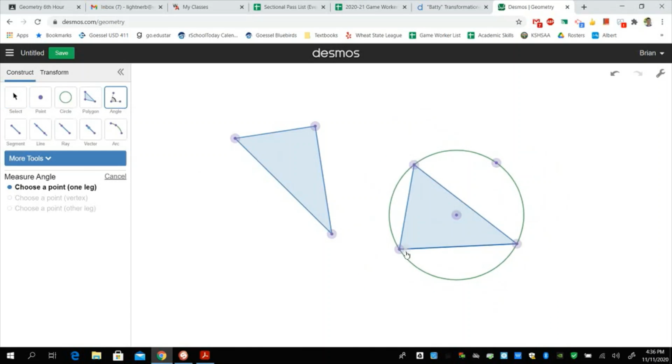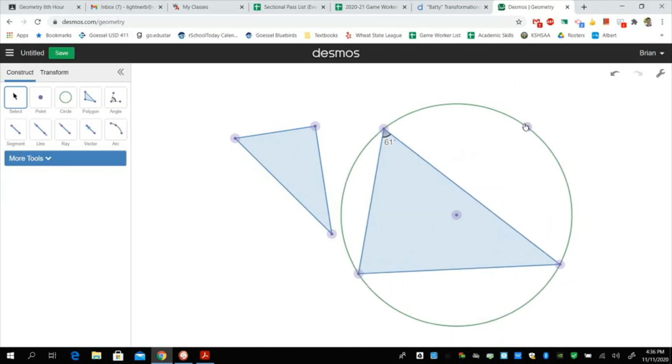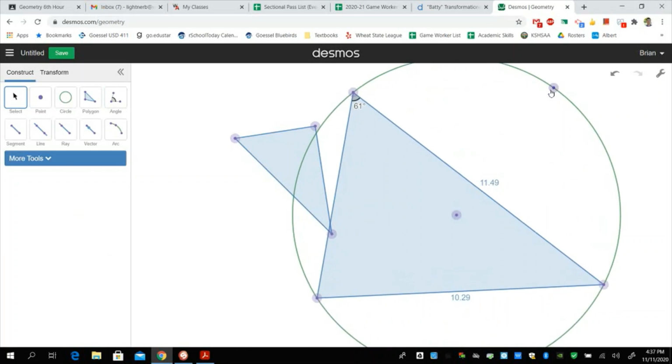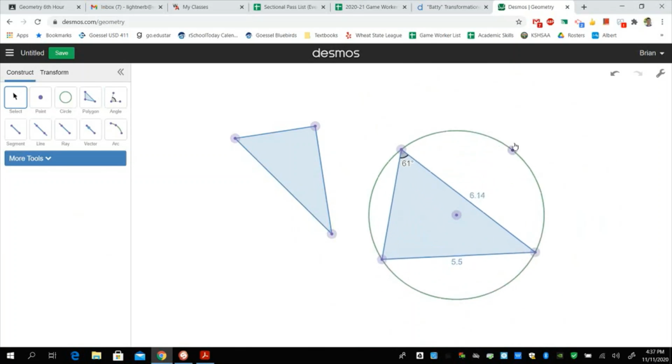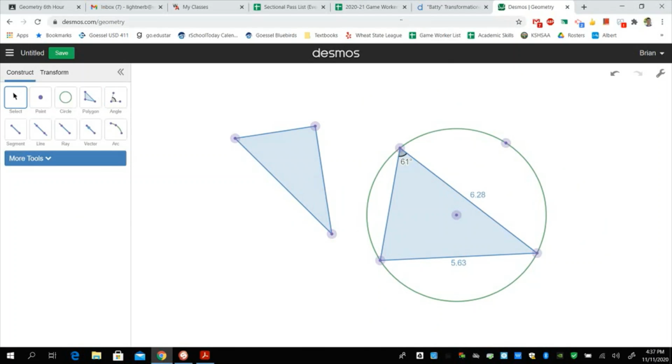And you notice if I measure the angle, 61 degrees, as I make it bigger and smaller, that angle stays the same. The same would be true here. And if I measure these, they are going to change, of course, because the lengths change. And they're going to be proportional. Okay, so that represents similar figures. This is not similar.